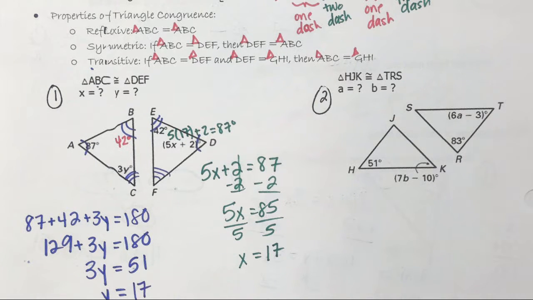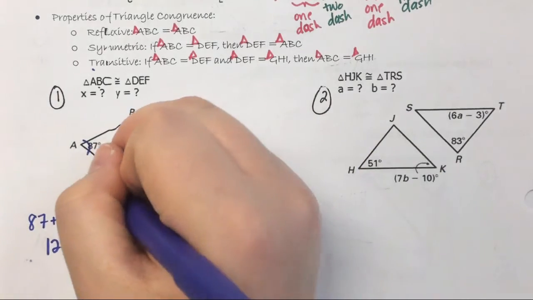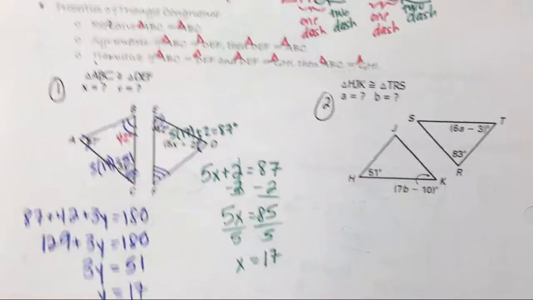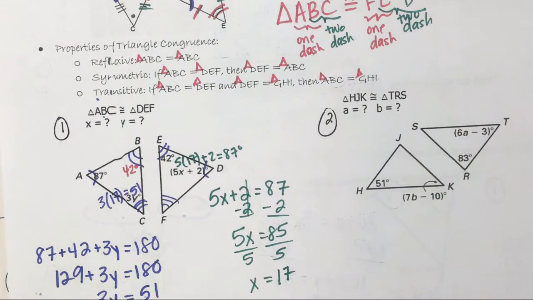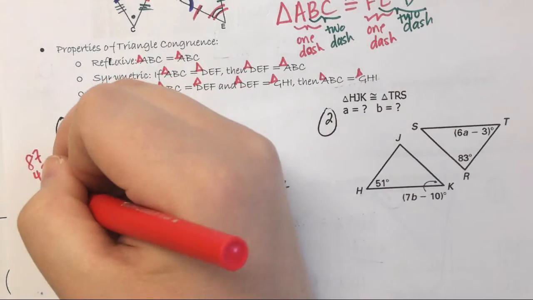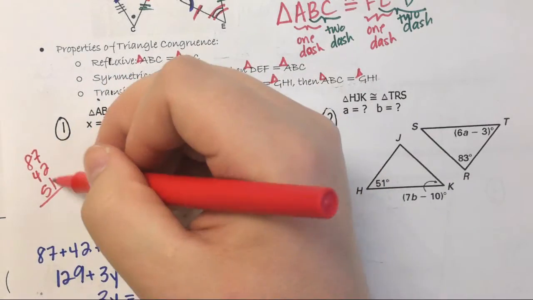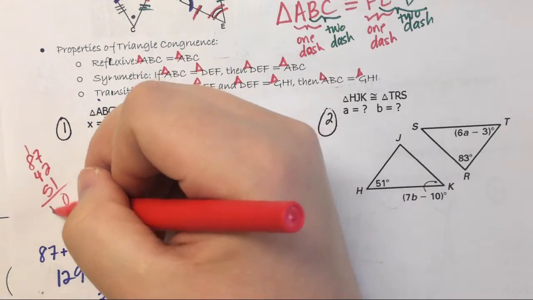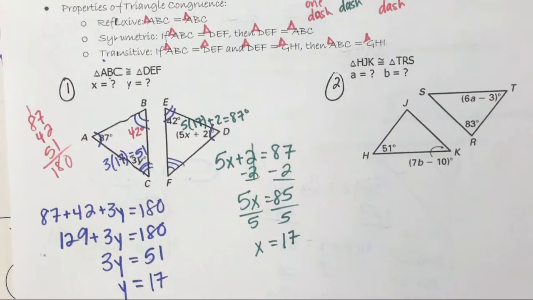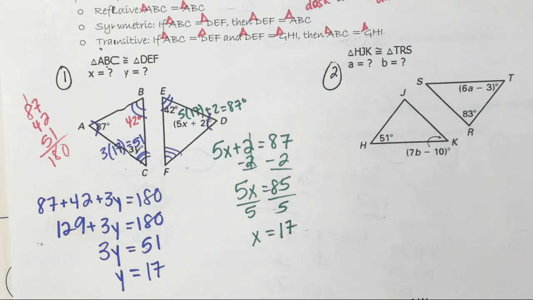And of course, I could check it and do 3 times 17, and I would get 51. And I could always say, well, is this really true? Did 87 plus 42 plus 51 really add up to 180? 7, 8, 9, 10. Yes, it did. Woohoo. I'm not crazy. So there's never a need to ask Miss Compton, specifically me. There's never a need to ask me, hey, Miss Compton, am I right? Just check yourself and you'll know whether or not you're right.